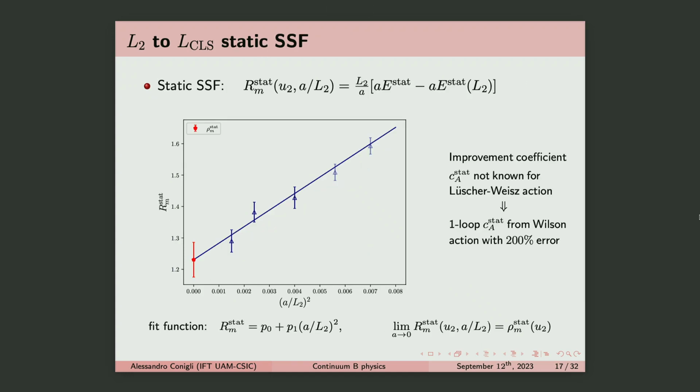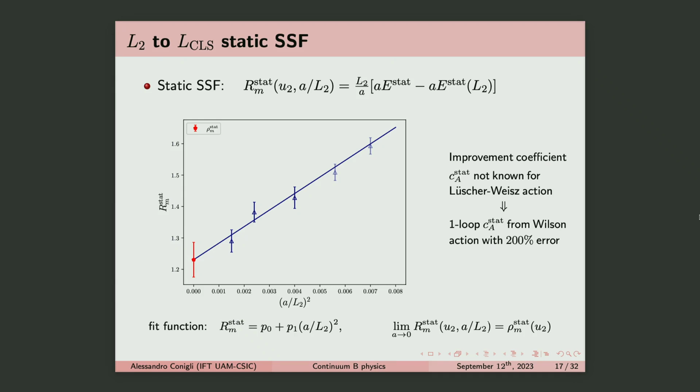Okay, the second step is the extraction of the static step scaling function, again in the volume L2 to L_CLS. The static step scaling function is defined as the difference of the static energies, and once again here I'm showing you the continuum limit extrapolation of our static step scaling function.